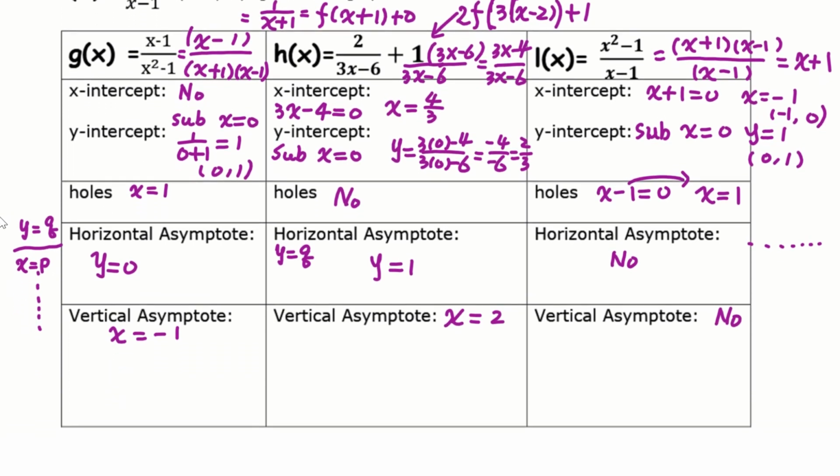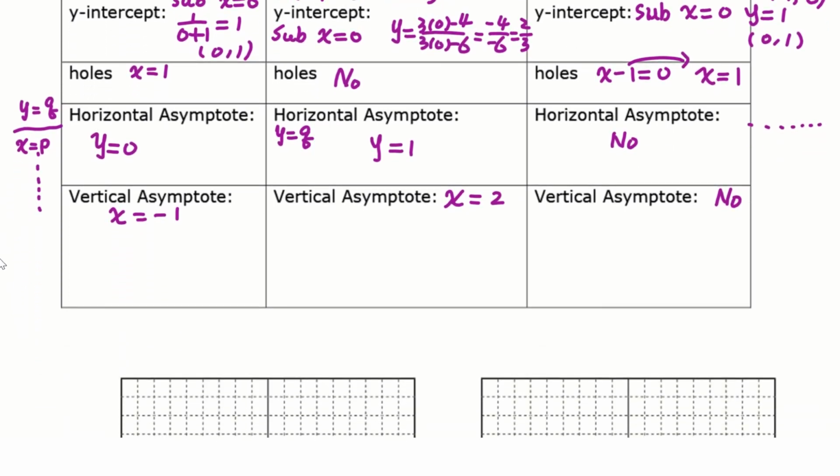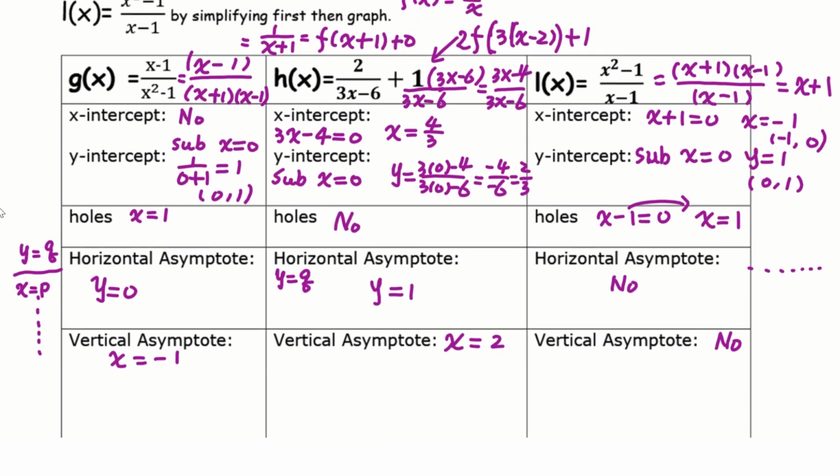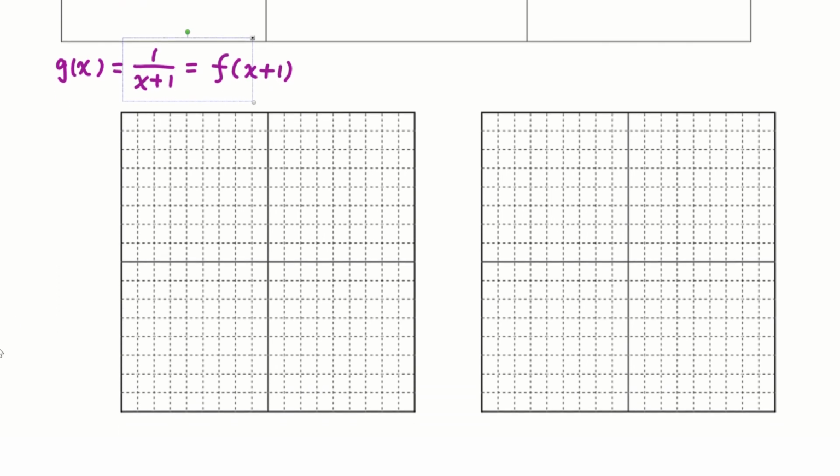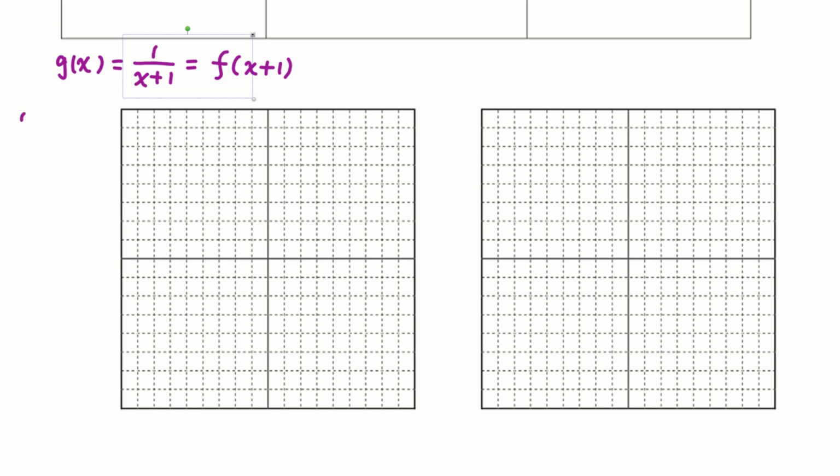So now we are going to see how we can graph it. Okay. So the first one is f at x plus 1 plus 0. So the g at x is 1 over x plus 1, and we could write it as f at x plus 1. So we are going to graph the parent function. Parent function f at x is 1 over x.